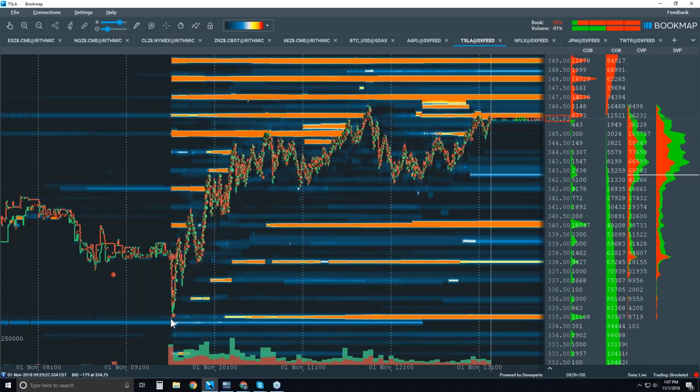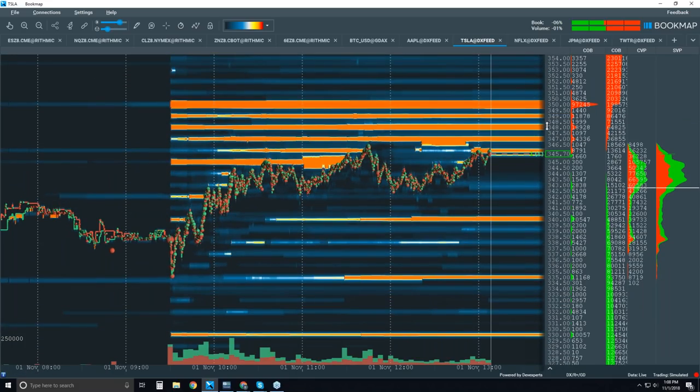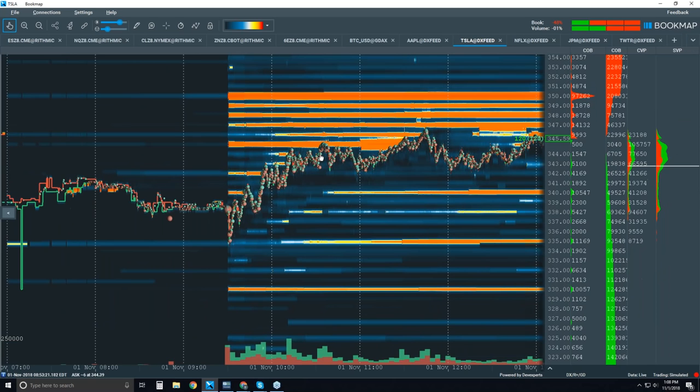In fact, we rotate right back up, and where do we go? Right up into 340, into 342, and to 345, let's see, this is 345.50 or so. Here's 346, 347, 348, 349, and 350. There's even more up here at 350, okay? So let's just zoom back a little bit here.